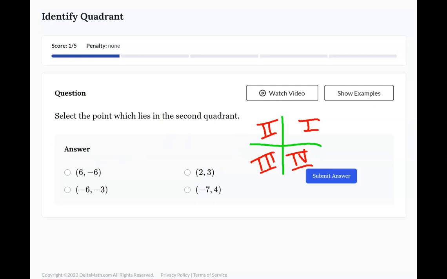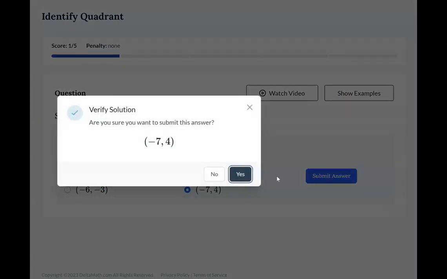Then practice plotting the point. So this first point would be +6 and -6. It would be around here. And that's not the second quadrant, so that's out. -6, -3, that would be this way. -6, -3, that's not the second quadrant, so that one's out. Then +2, +3, that's the first quadrant. Select your answer and submit.